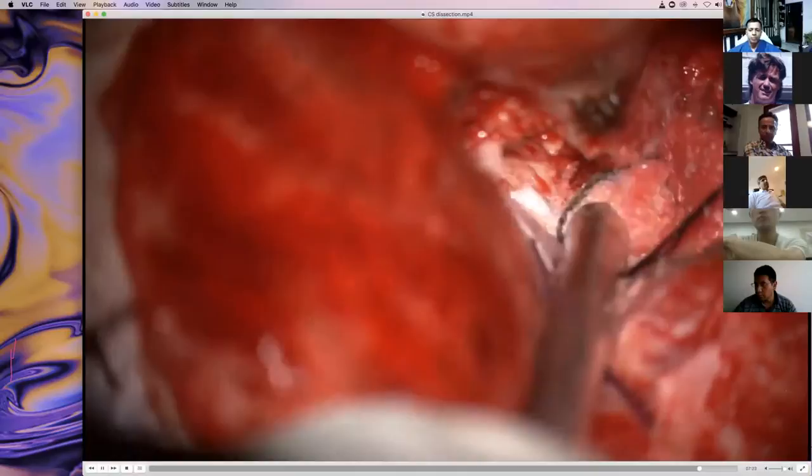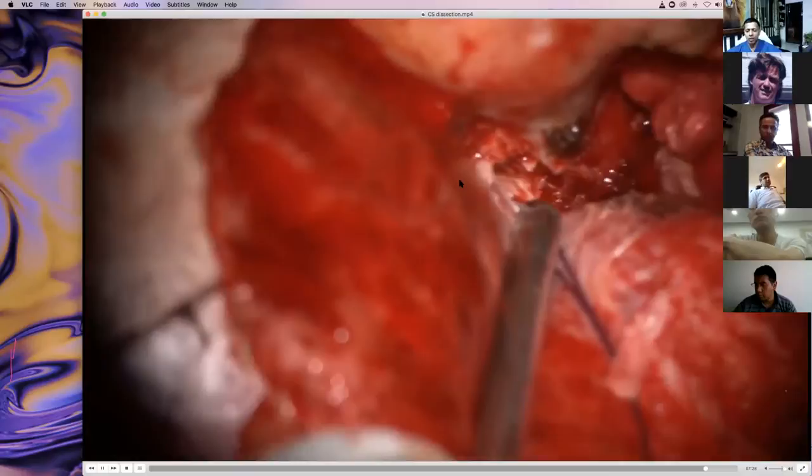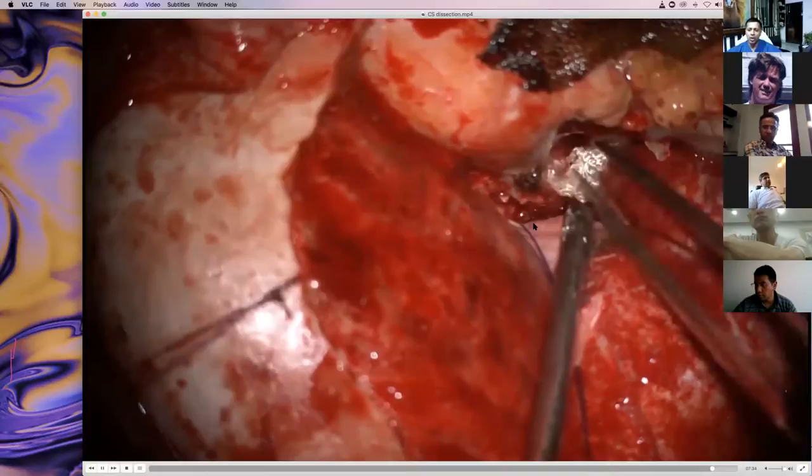So, extradural carotid, extradural optic nerve. And now we are ready to open the dura. See how easily I can go into the base. This is the whole principle of this approach. Trying to get into the base. Okay? Trying to get into the base.